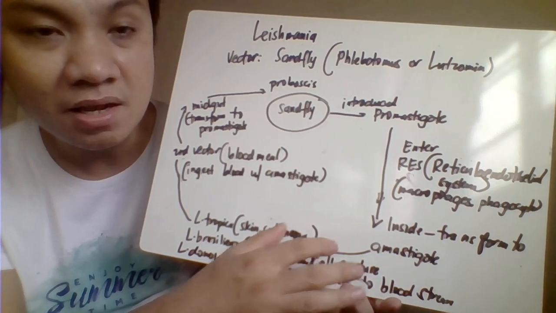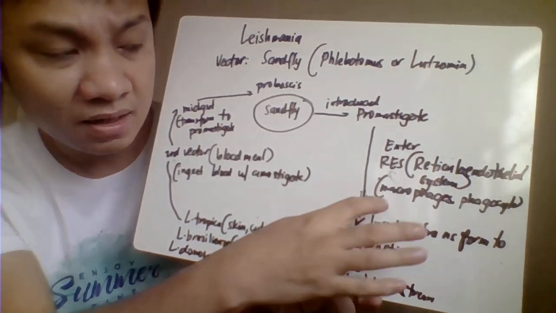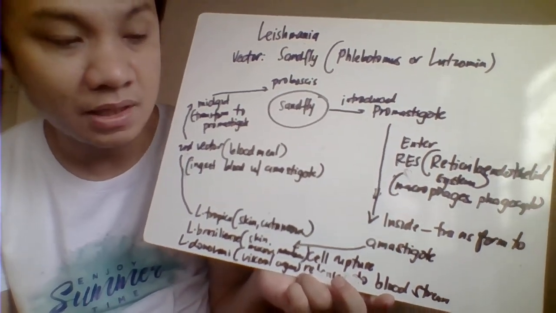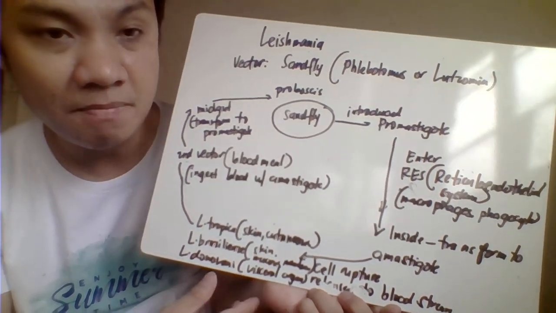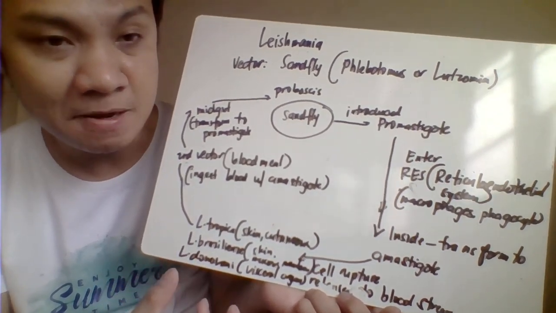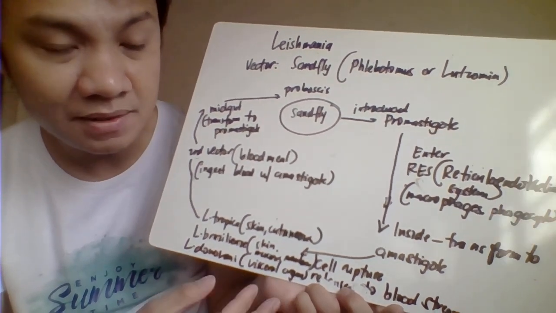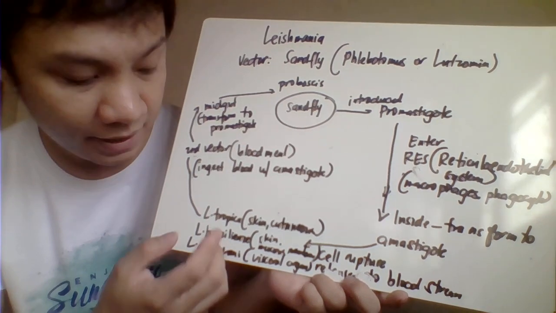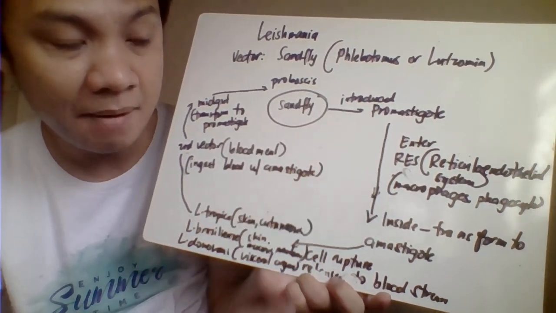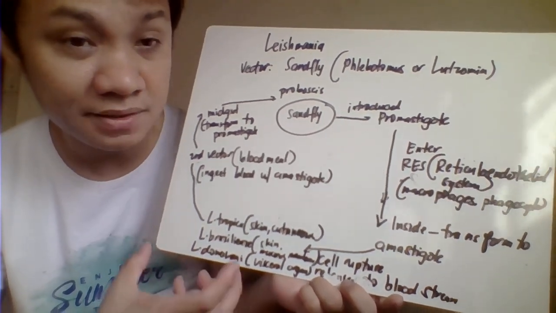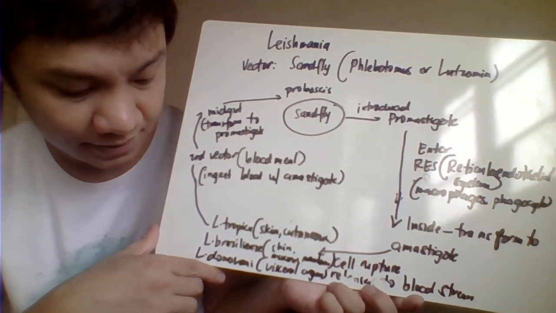And then the amastigote, as it matures, tries to rupture the cell, including your macrophages and your phagocytic cells. Once it ruptures, this amastigote will be released to your bloodstream. And from the bloodstream, it would eventually go to different parts of your body. So it depends. In the case of your Leishmania tropica, this is your cutaneous. So our amastigote will just remain on the skin. That is why it is called cutaneous leishmaniasis.